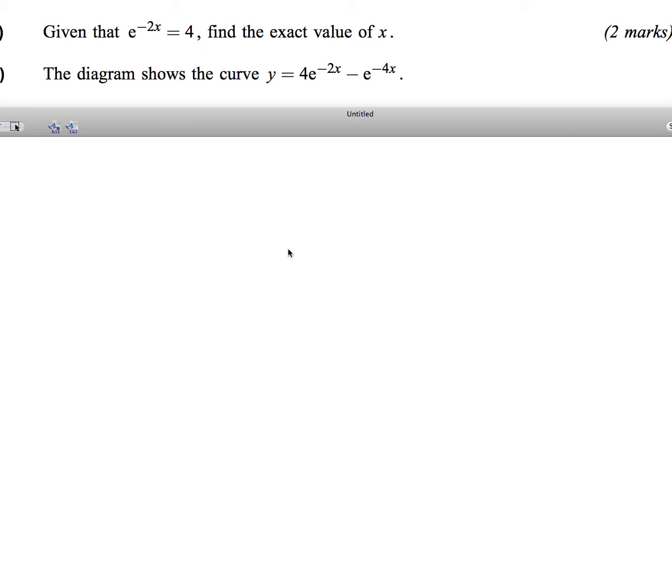Question 8. Given that e to the power minus 2x equals 4, find the exact value. Okay, so we have e to the minus 2x is equal to 4. Take logs. So minus 2x is equal to log 4. So x is equal to log 4 divided by minus 2. Find exact value, that will do.